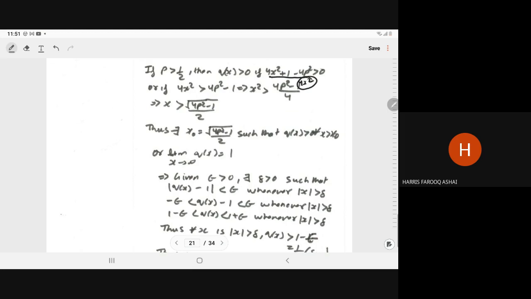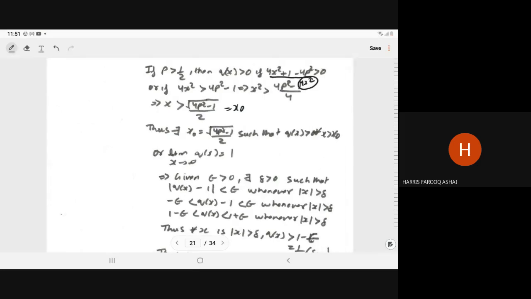So from here we can write 4x² > 4p² − 1, or x² > (4p² − 1)/4, or x > √(4p² − 1)/2. Let's say it is some point x naught. Thus there exists a point x naught such that q(x) > 0. It means q(x) is positive after a certain point.